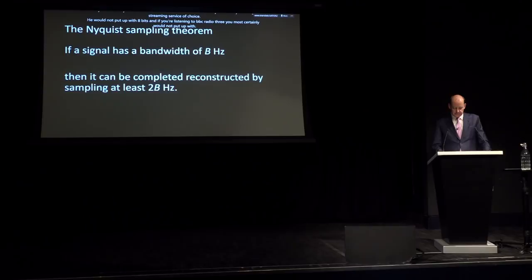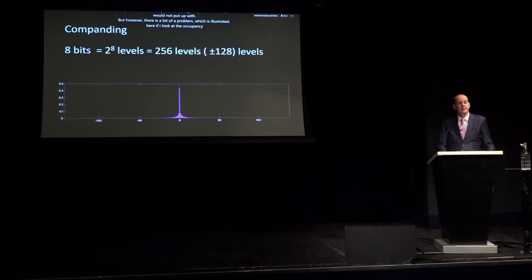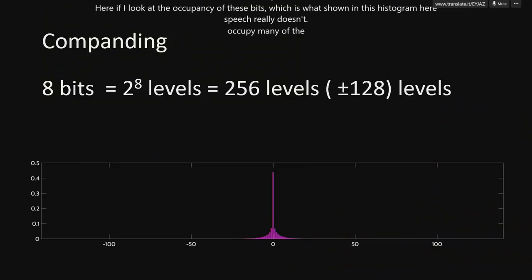However, there is a bit of a problem, which is illustrated here. If I look at the occupancy of these bits, which is what's shown in this histogram here, speech really doesn't occupy many of the available bits. You get this terribly little spiky distribution, which feels rather inefficient. And in the first lecture I gave, I explained why that was inefficient. It was a bad use of information.